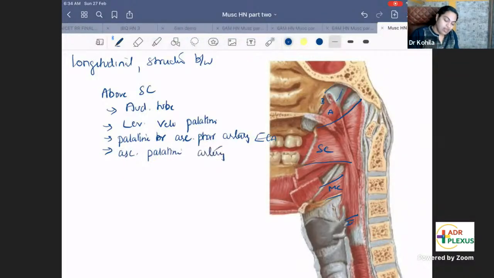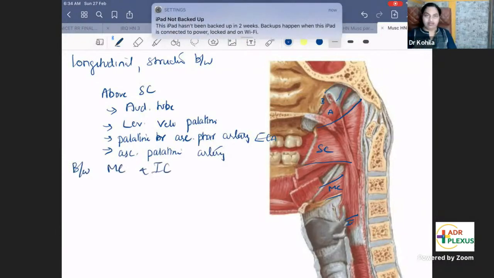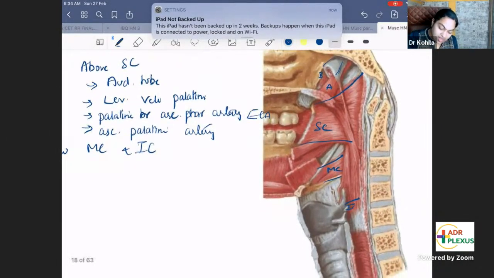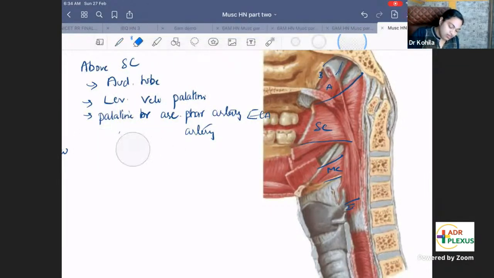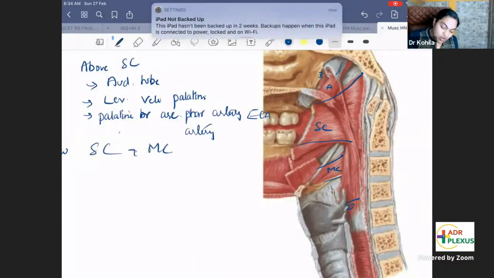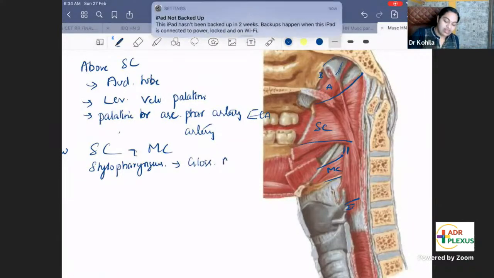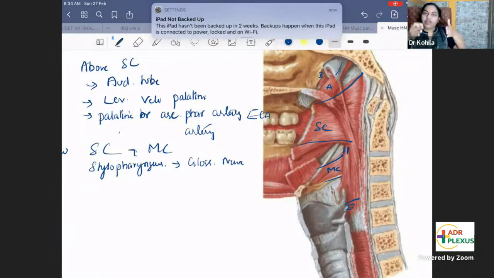Okay. Now, between superior constrictor and middle constrictor, this is your stylopharyngeus muscle. Okay, this gap, right? The stylopharyngeus muscle, which is going to be supplied by the glossopharyngeal nerve, the ninth nerve. So these two structures pass between superior constrictor and middle constrictor.